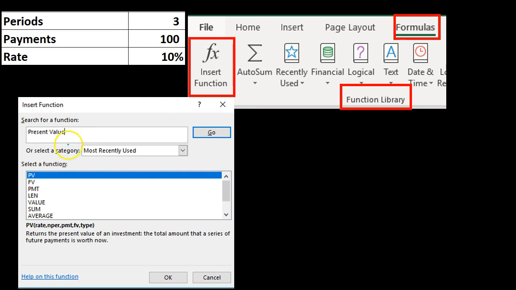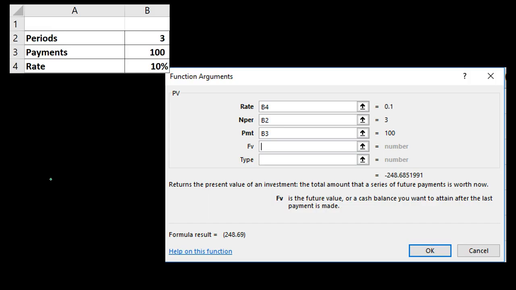We can type in present value. We're looking for the PV, which was the same present value as a present value for one formula. We use the same function for the present value of an annuity, which is nice. So once we know the difference, how to calculate them both, we can use the same PV function, and that could save us some memory space on that.